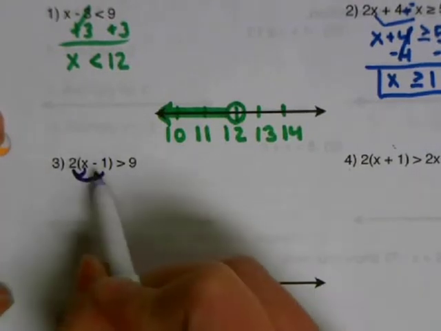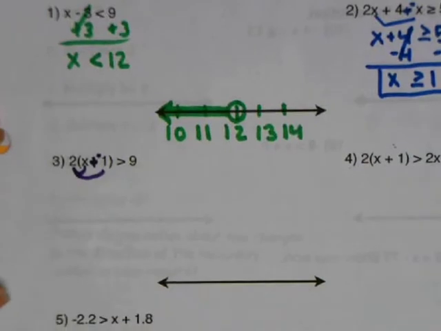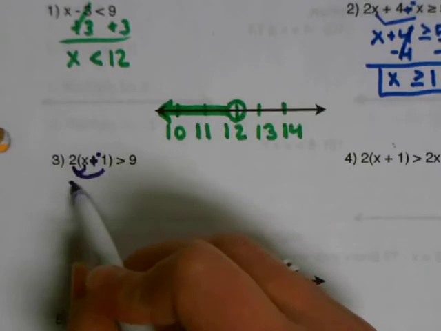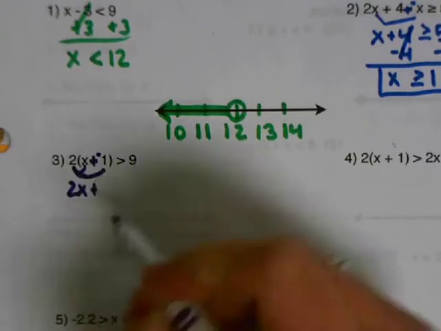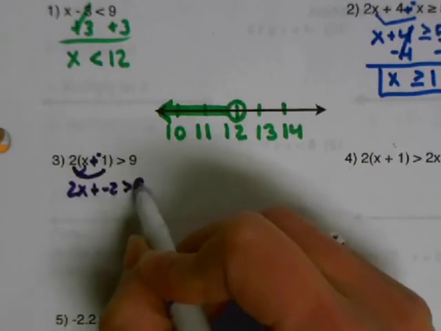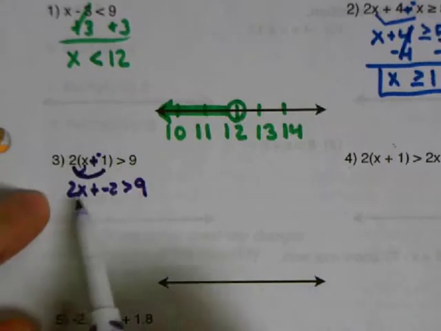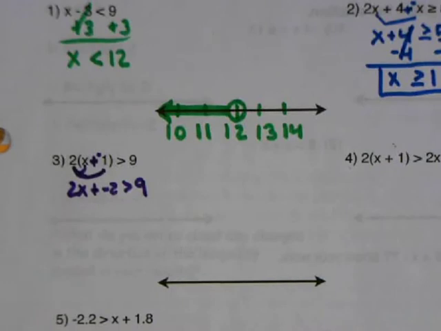So I'm just going to change this minus 1 into a plus negative 1 so I don't make any silly negative mistakes. And let's do 2 times x is 2x plus 2 times negative 1 is a negative 2. Bring down my greater than, bring down my 9. And now there's no like terms, so I should be ready to solve it. This looks like a 2-step inequality. I've got to get rid of all adding, subtracting first.